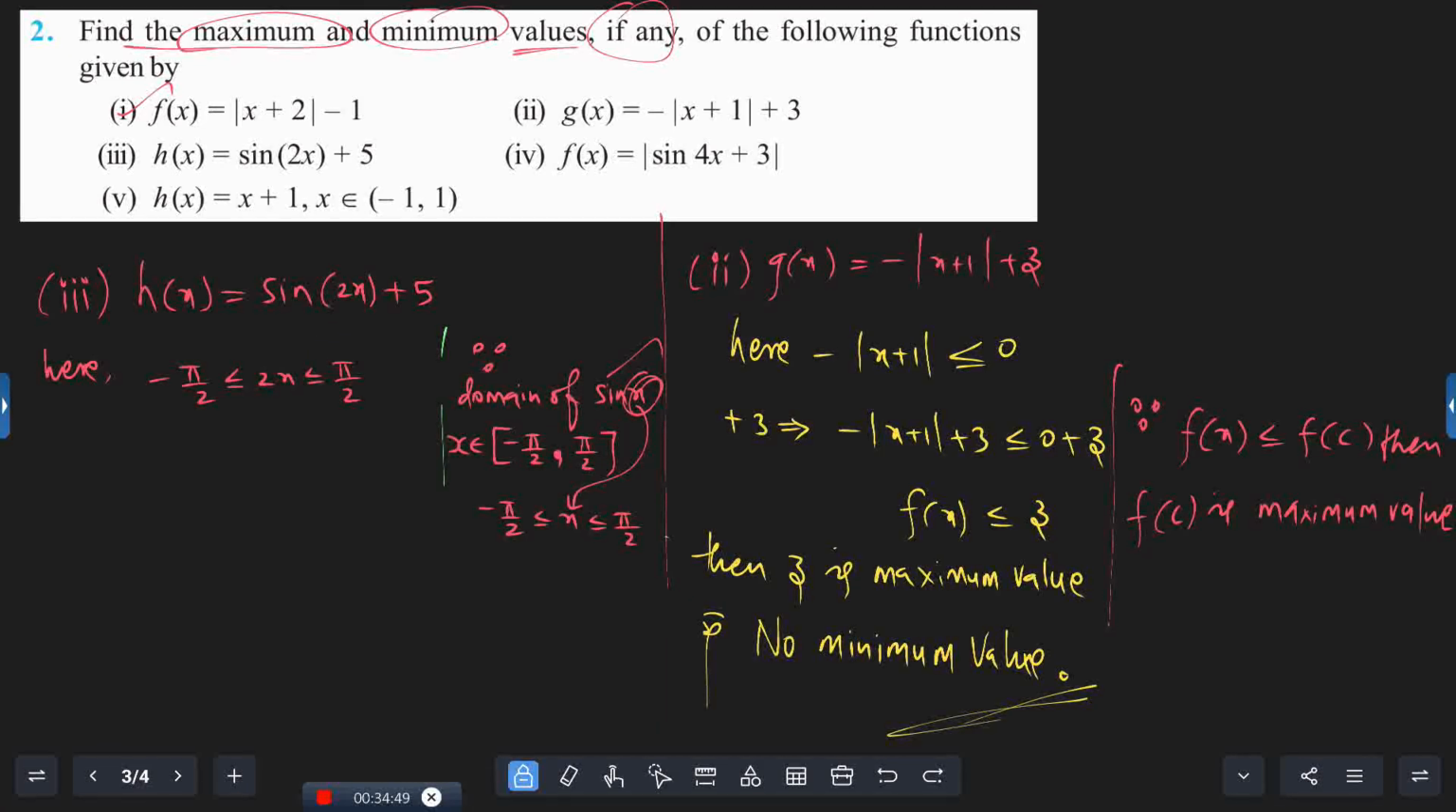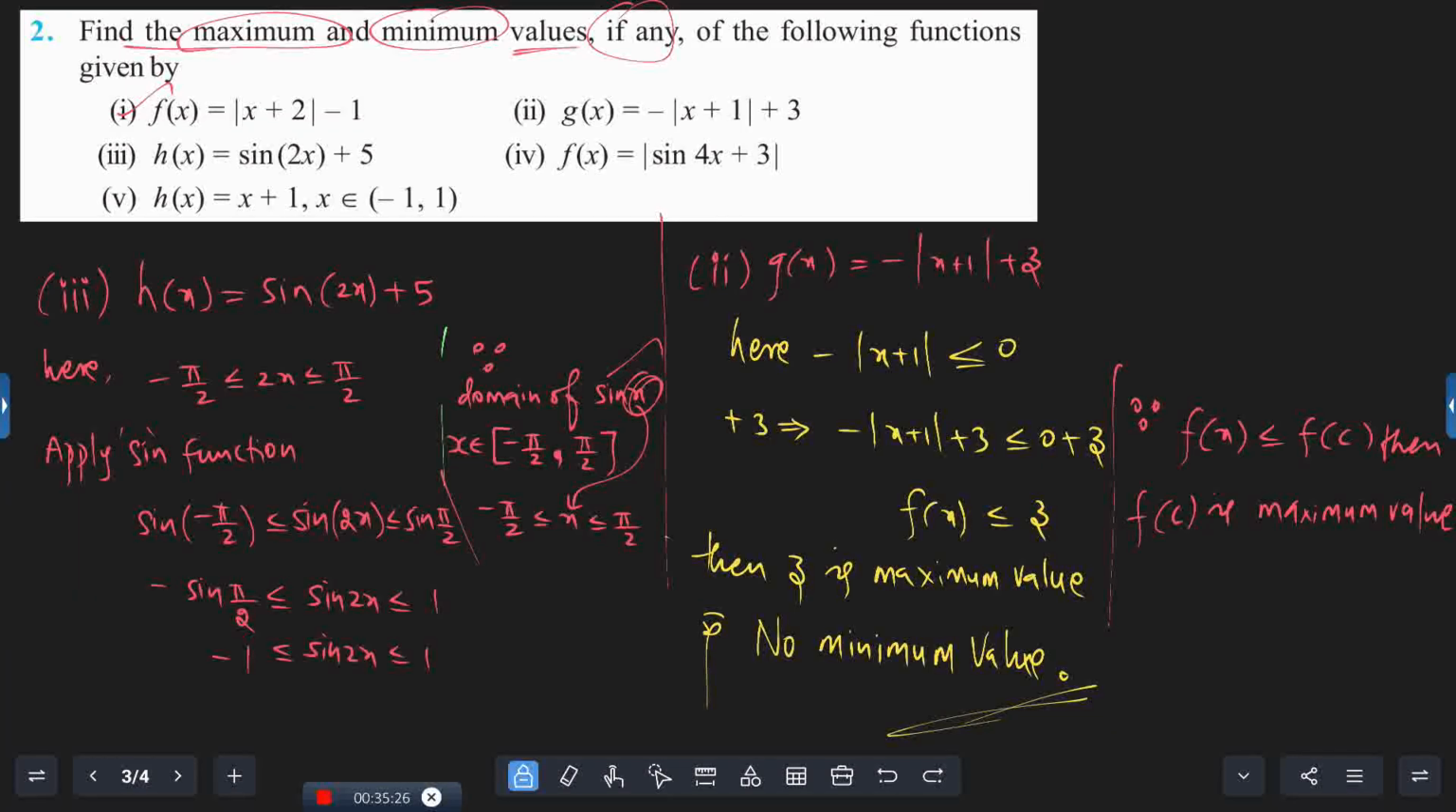Now you apply the sine function on both sides. So what will you get? Sine of minus pi by 2 less than or equal to sine 2x less than or equal to sine pi by 2. Sine of minus theta is minus sine theta, so minus sine pi by 2 less than or equal to sine 2x less than or equal to sine pi by 2, which is 1. Then the left hand side is minus 1. So sine 2x is between minus 1 and 1.